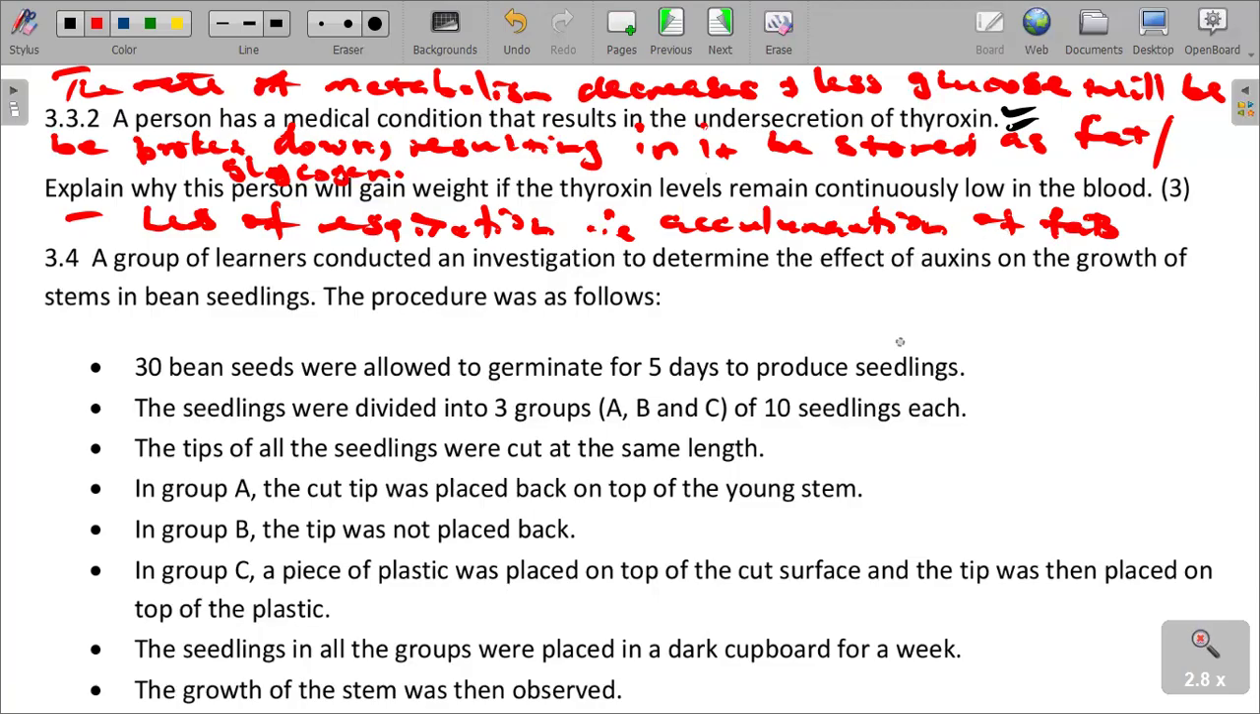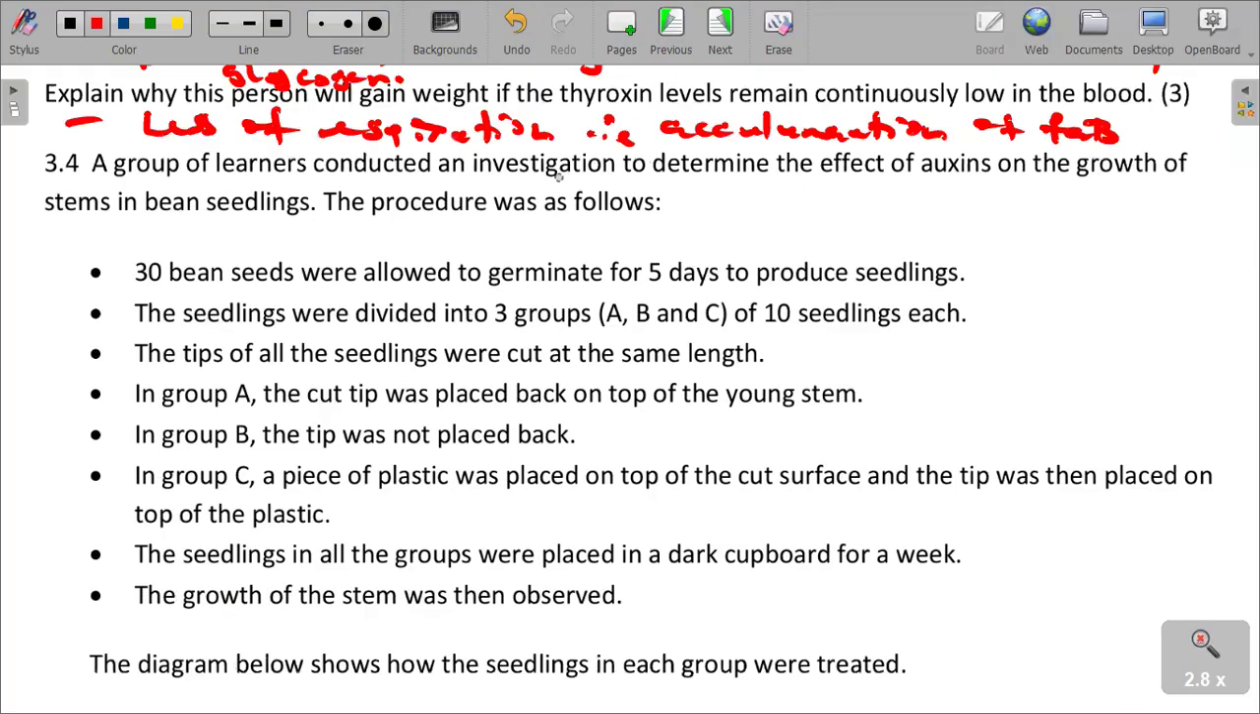And then we can look at question 3.4. A group of learners conducted an investigation to determine the effects of auxins on growth of stem in bean seedlings. The procedure was as follows. We want to determine the effect of auxins, and then we'll look into that.